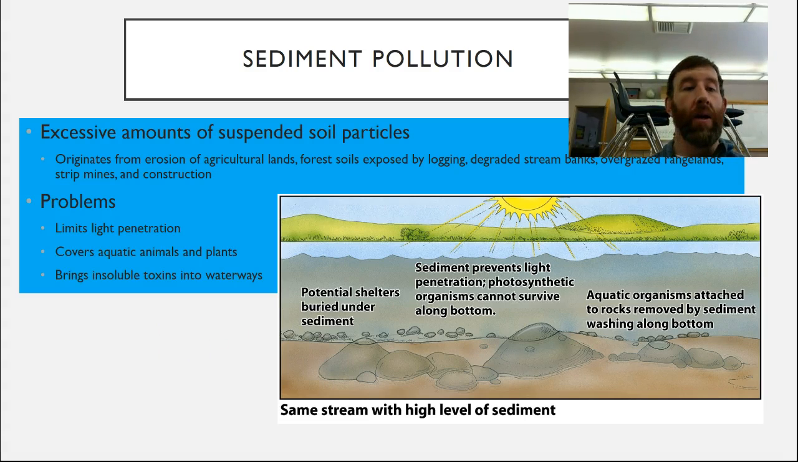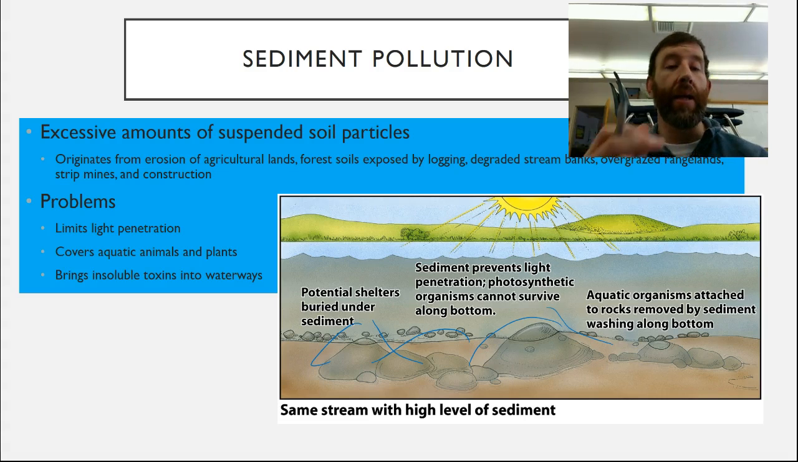Okay, and some of the problems with that is it's going to limit the light penetration, which is important for plant growth and photosynthesis. Many of the plants and animals that burrow or attach to rocks, right? Those rocks get buried by the excessive sediments, okay? And many of the toxins like lead and mercury that maybe are not normally soluble in water are attached to those soil particles, and so we actually bring some of those insoluble toxins into the water as they are attached to those sediment particles.